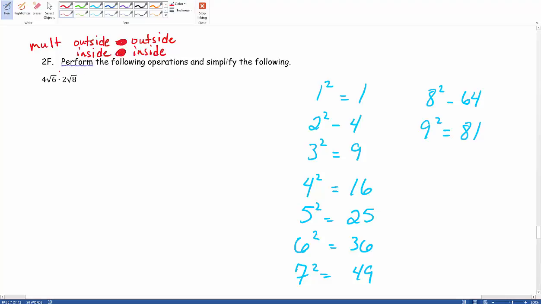Now what I mean by that is when we look at our first square root, this 4 right here would be considered the outside number because it's outside of our square root. Likewise, this 2 is also considered to be on the outside, because again, it's on the outside of this square root. Now, when we go ahead and multiply those, we end up with 4 times 2, which gives us 8.